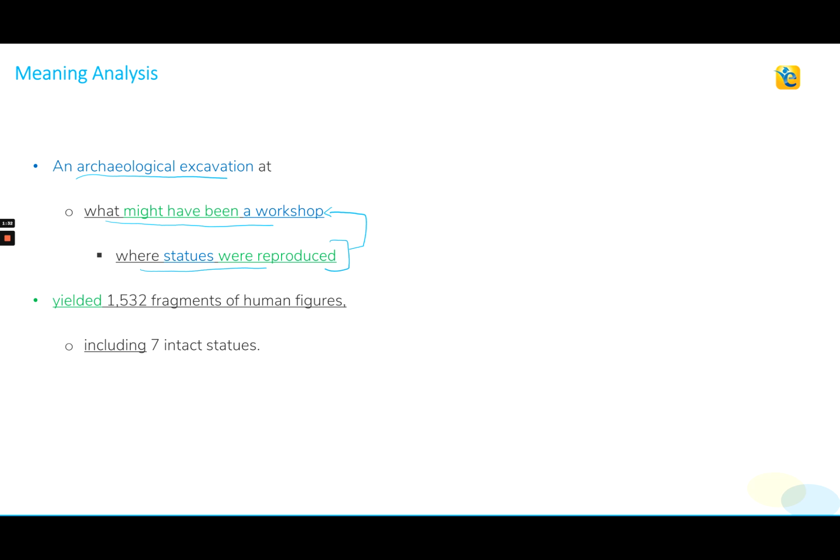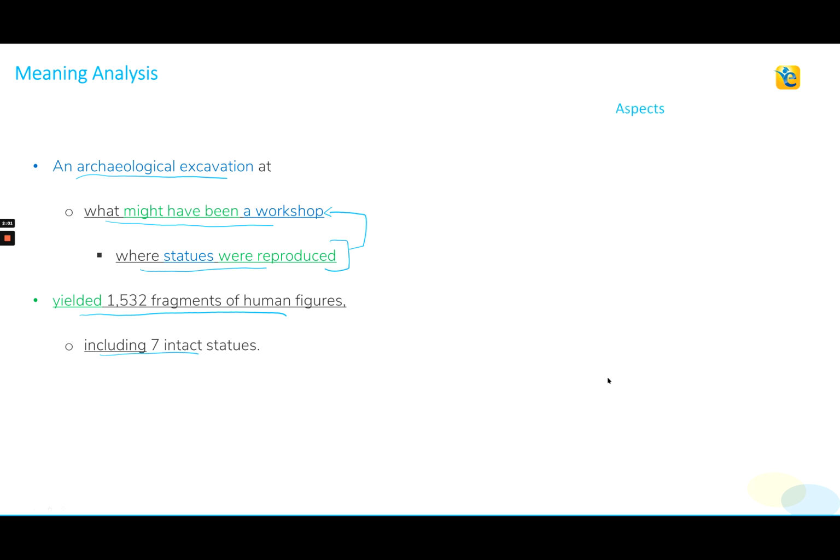Reading the last bit of the sentence. "Yielded 1532 fragments of human figures, including 7 intact statues." Okay. So, going back to the first part of my sentence, I understand that this archaeological excavation site yielded 1532 pieces of human figures, and these pieces include 7 intact statues.